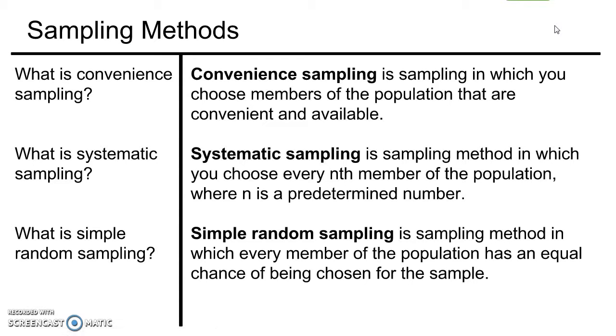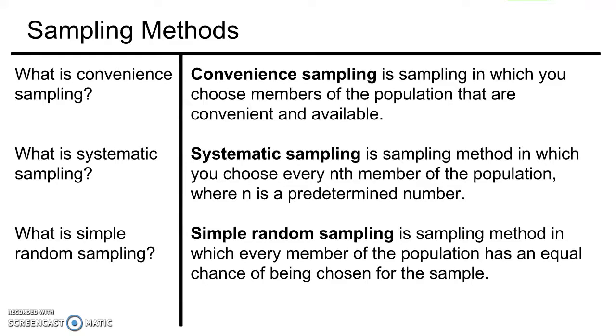Okay, now remember there are 3 different types of sampling methods. We have convenient sampling, systematic sampling, and simple random sampling. In convenient sampling, we choose the members of the population that are convenient and available. So if I just surveyed the first 20 people I saw, that would be a convenient sample.